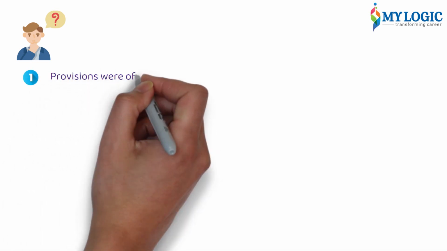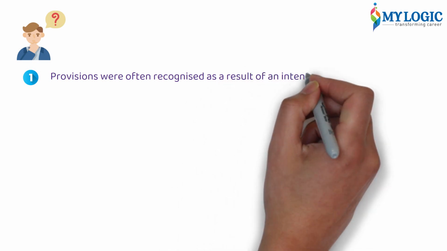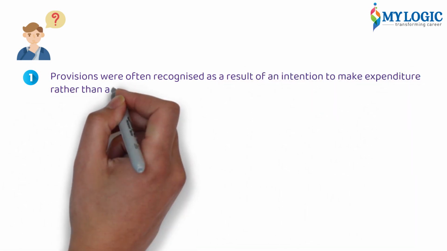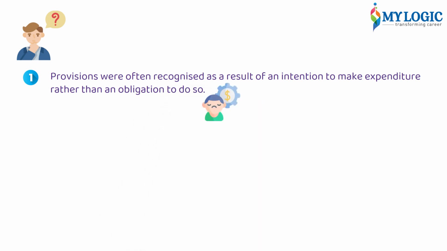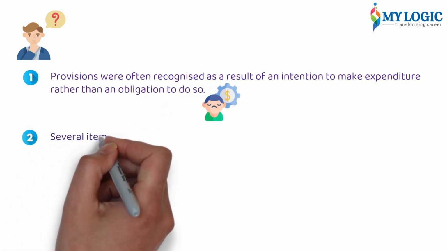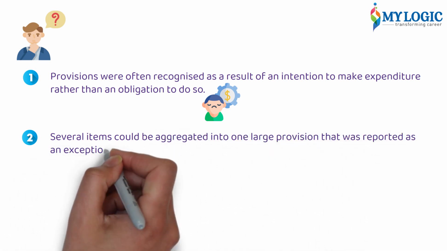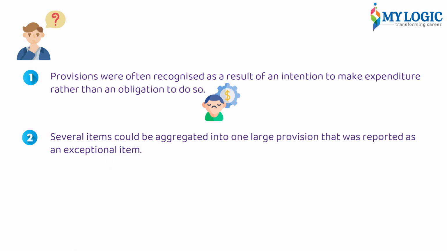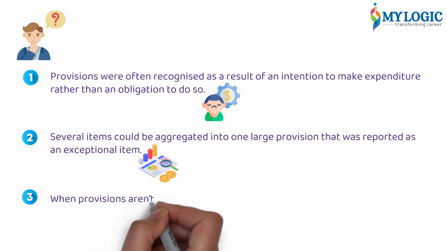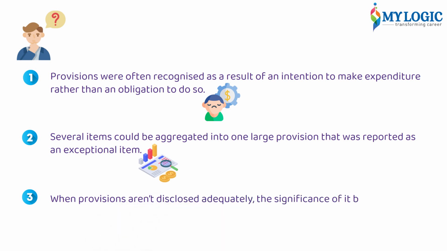Why an accounting standard for provision? Number 1. Provisions were often recognized as a result of an intention to make expenditure rather than an obligation to do so. Number 2. Several items could be aggregated into one large provision that was reported as an exceptional item. Exceptional items are generally ignored from the regular comparisons. Number 3. When provisions aren't disclosed adequately, the significance of it becomes difficult to ascertain.